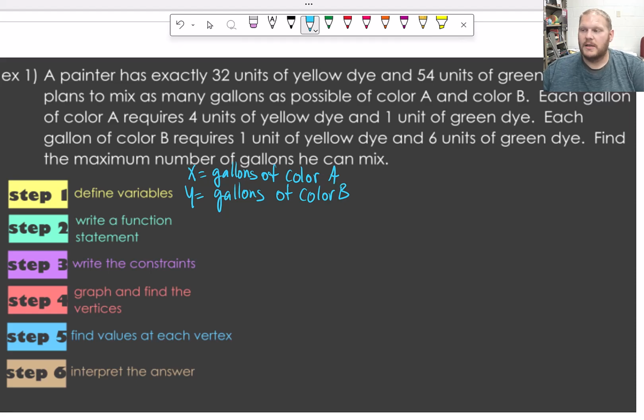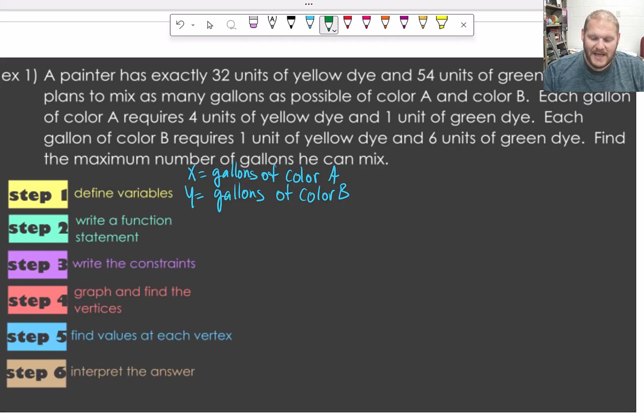So now we can start getting into some of these equations. For steps 2 versus 3 and 4, you can really do these in any order you want. You could start off by writing your function statement first, or you could write your constraints, graph, and find those vertices first. You just need to make sure you do those 3 steps after you've defined your variables, before you can find the values for each vertex and decide which one is your max or your min. For this, I'm going to go in order, to stay consistent with the step-by-step guides that I have created here.